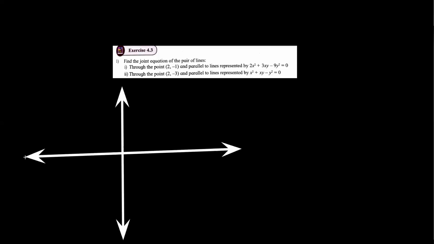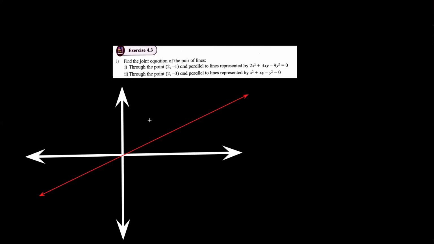So far we have done pair of lines, and what we have noticed is that every pair of lines that we have studied in detail was passing through the origin. They all were passing through the origin. You all saw that.